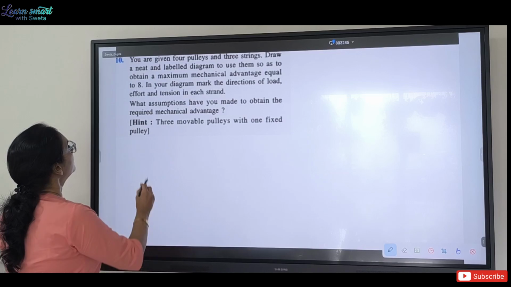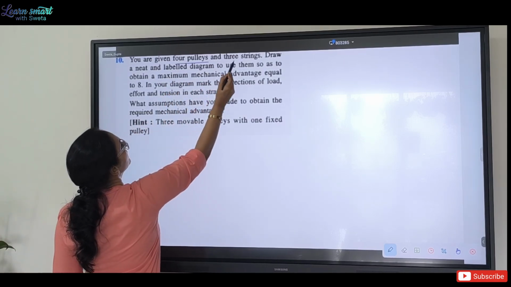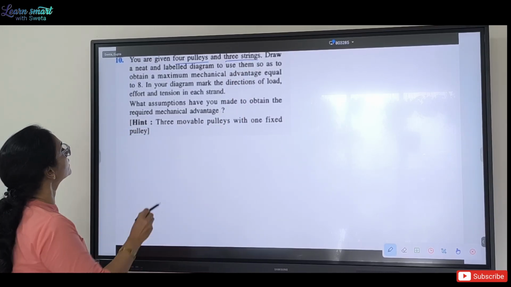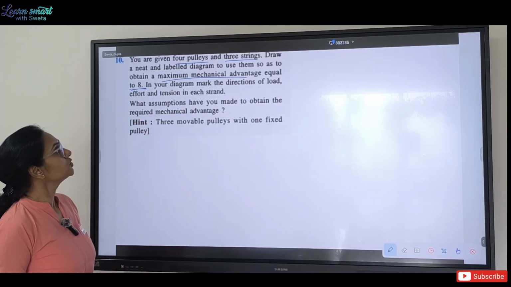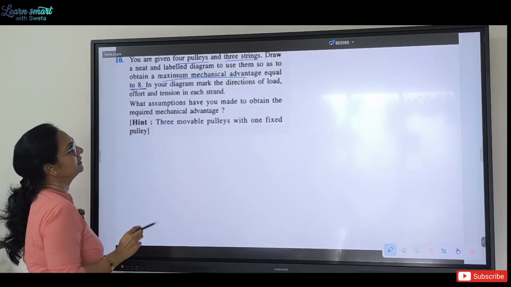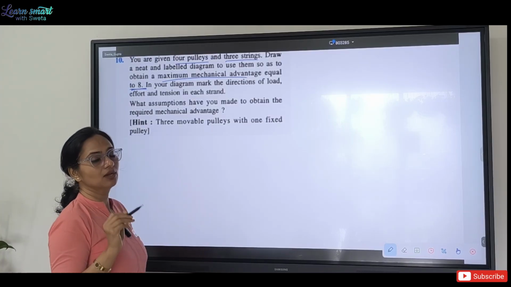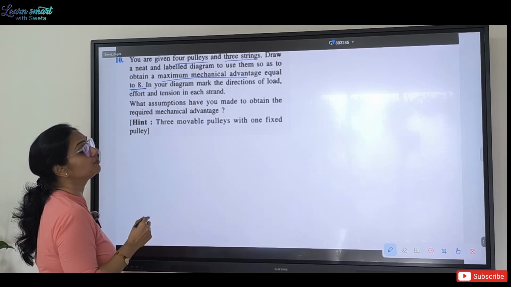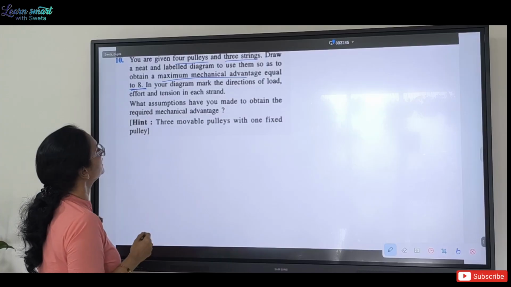Now in question number 10, you are given 4 pulleys and 3 strings. Draw a neat and labeled diagram to use them so as to obtain a maximum mechanical advantage equal to 8. So there are 4 pulleys and we need a mechanical advantage of 8. So it is not block and tackle system. Then it is a different system where there is 1 fixed pulley and 3 movable pulleys. In your diagram, we have to mark the direction of load, effort and tension in each strand.